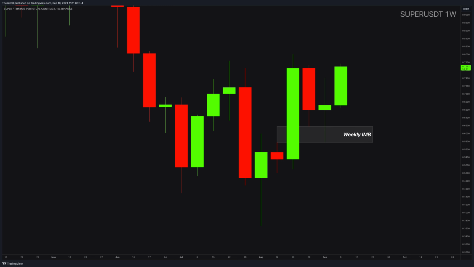In the last video, I warned you that filling imbalances can cause huge reactions. Just like here in the weekly chart, once the price filled this gigantic imbalance to the tick, it reacted like crazy and it ignited an amazing rally.